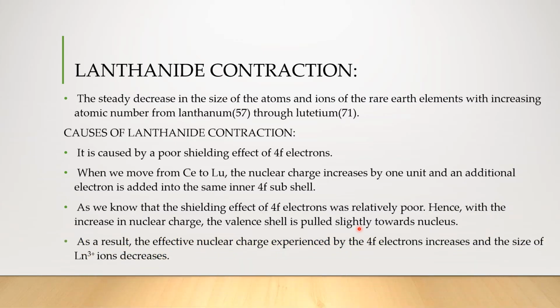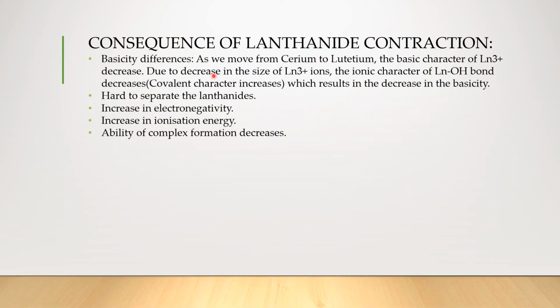Okay, and then the effective nuclear charge experienced with 4f electrons increases and the size of Ln3+ ions decreases. This means the steady decrease in the size of atoms or ions with increase in atomic number. Okay, the atomic number increases and the size of the atoms decreases. This is known as lanthanide contraction. Okay, and what are the consequences of the lanthanide contraction?